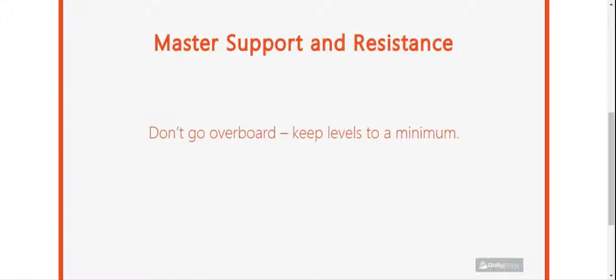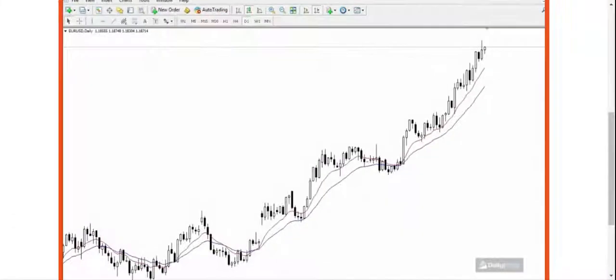And last but not least, don't go overboard. Keep the levels to a minimum. Don't try to have 20 or 30 levels on a chart, because you'll have so many levels that you won't be able to trade. You won't have enough space between them to be able to put on a trade. So you want to focus on the really key levels in the market, which are usually those swing highs and lows. All right, so let's pull up the charts again and run through an example here on the Euro USD.